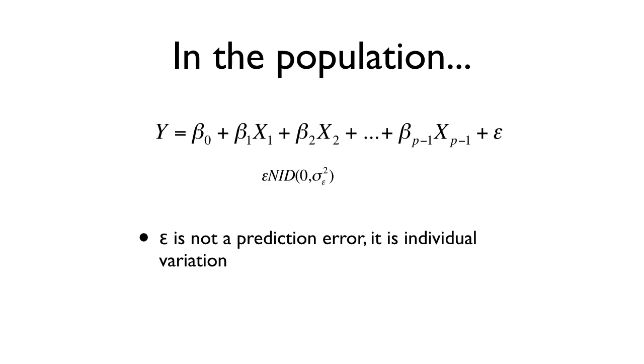E, the residuals, those are prediction errors. That's when your model's made a mistake, you can't account for it. This is saying there's extra stuff left over. But it's not a prediction error, because this model is not a prediction. This is actually how the universe works. So it's individual variation, what's left over, basically.